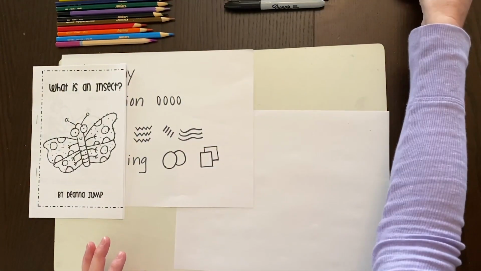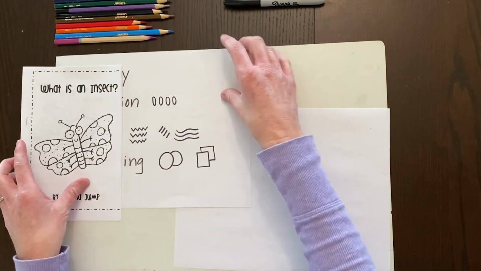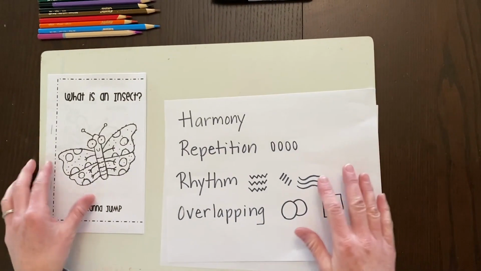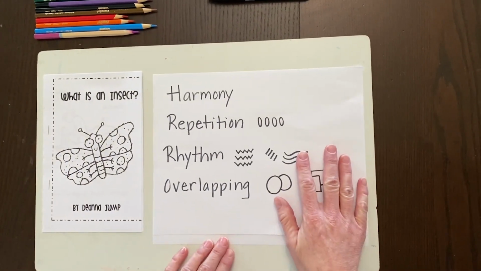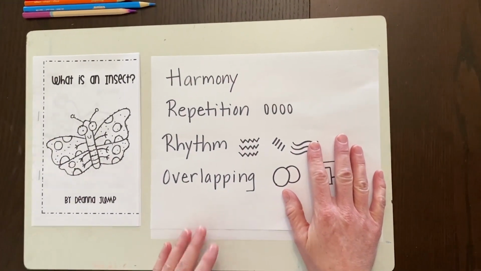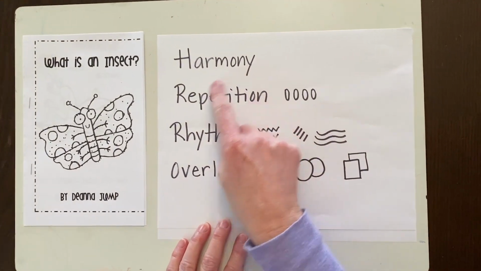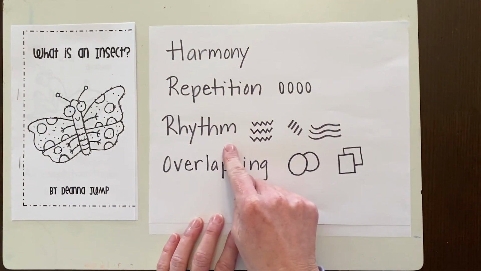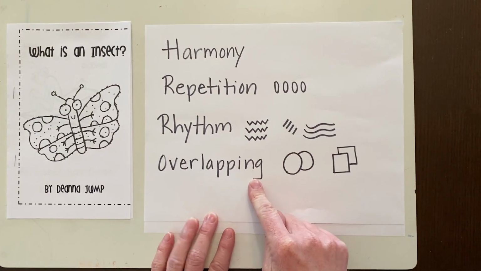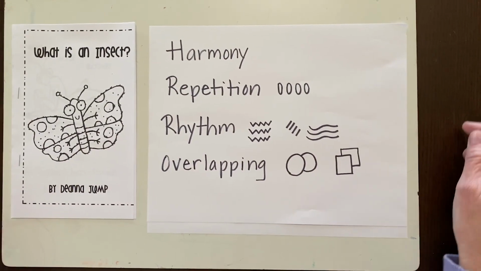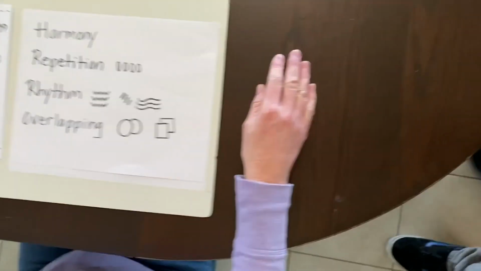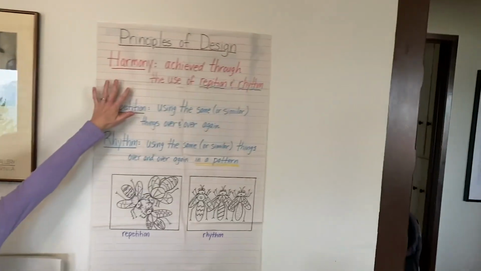Let me put this to the side for a moment. Here are some things we're going to discuss today. Here are a couple of our vocabulary words: harmony, repetition, rhythm, and overlapping. If you look right up here at my sign, I have some of the ideas.